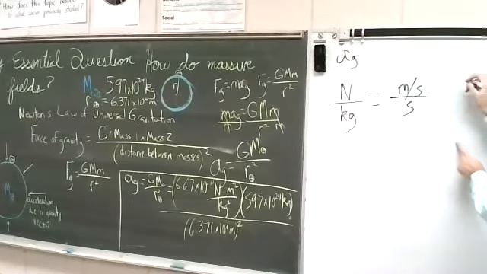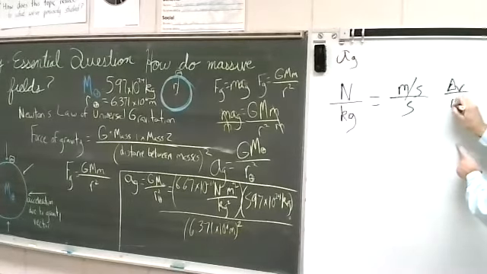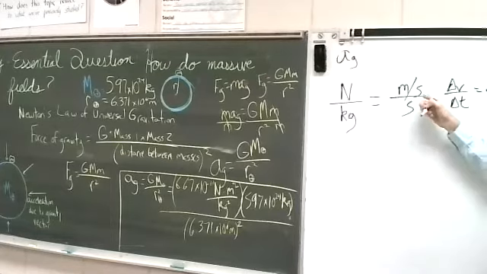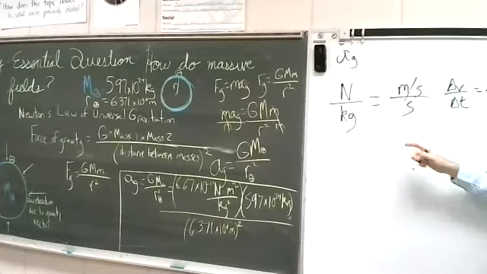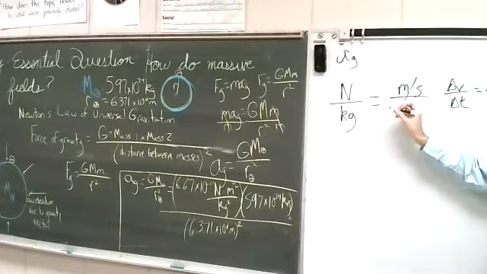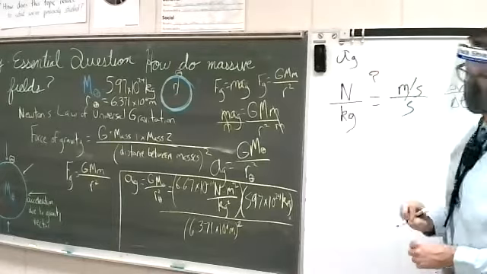We're looking at a change in velocity over a change in time. That's what acceleration is, right? So we're speeding up or slowing down as a function of time. We're changing our velocity as a function of time. Like this is a base units type question.